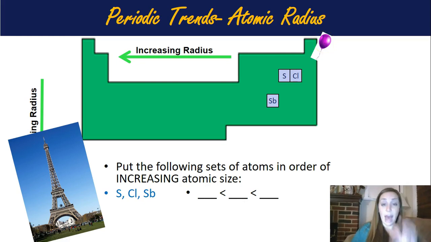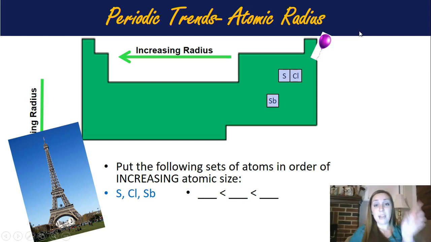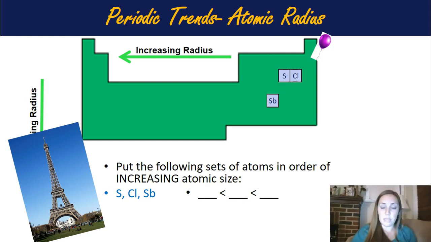I remembered that my helium balloon is the smallest. So helium atoms are the smallest atoms. And francium down here are the largest. So if I'm putting them in increasing order, I'm going to start up in the top right corner and track everything to the bottom left. So my smallest of these three elements is chlorine, followed by sulfur, and then antimony.